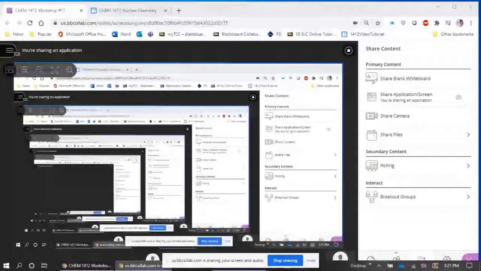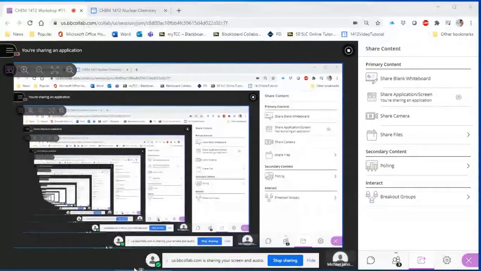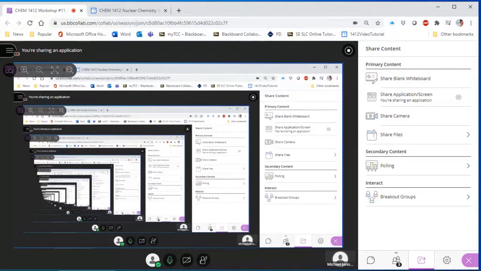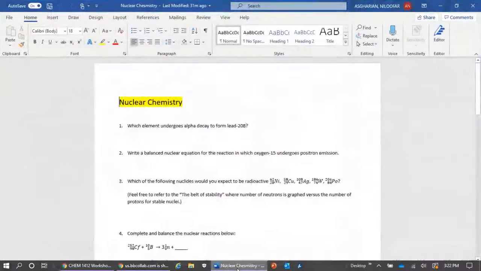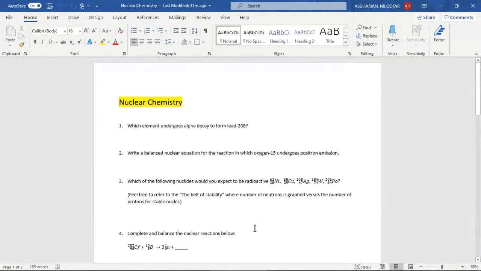let me go like this. I'm sharing my screen. Can you see these problems? Not yet. Not yet. Okay. Let me go share screen. Share. I can see your screens. Okay, so can you see the Microsoft Word document, nuclear chemistry? Yes, I can. I can now.